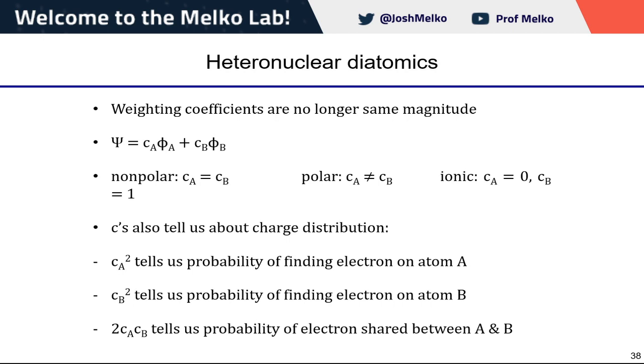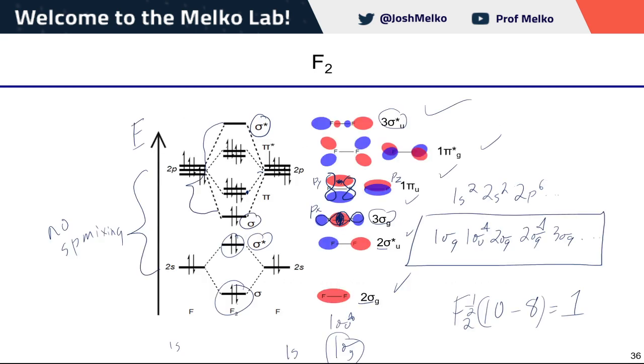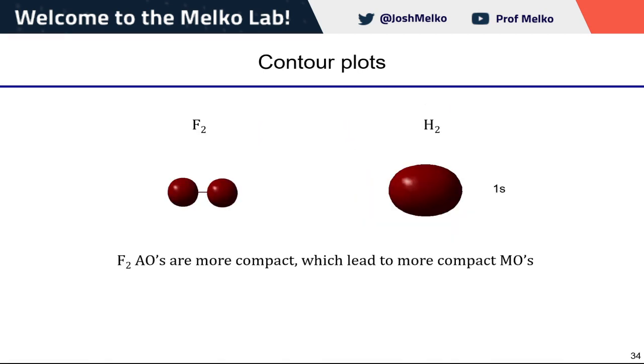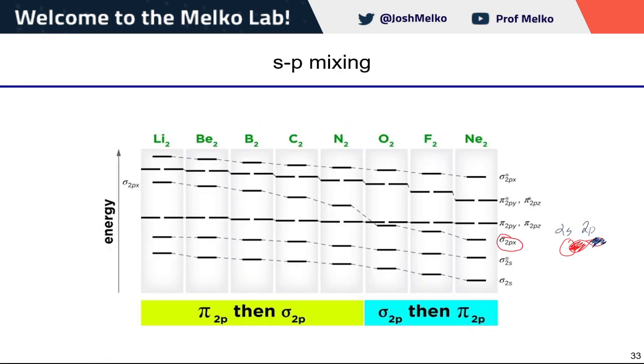Okay, heteronuclear diatomics you can get into. We're not going to discuss at length, but basically what changes here is the weighting coefficients aren't the same. We can jump into this in another lecture. But for now, I think we'll just end things here for homonuclear diatomics, talking about the molecular orbital diagram for fluorine, how sp mixing can affect the shape and energies of these molecular orbitals, and how the order of the molecular orbitals might change due to that sp mixing as well.